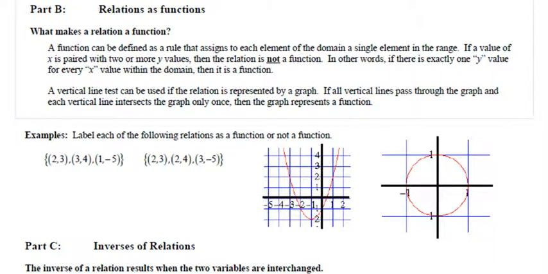So you know what the function is? You can use the vertical line test. You just can't define a function by saying it passes the vertical line test. That's not good enough. You have to actually state that for each x value, there's only one y value, so no x value is paired with two or more.